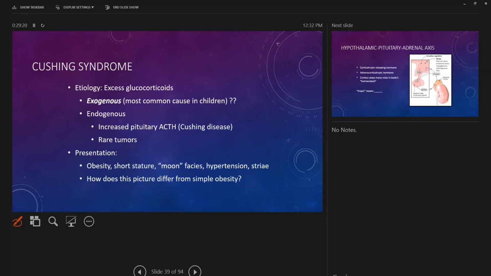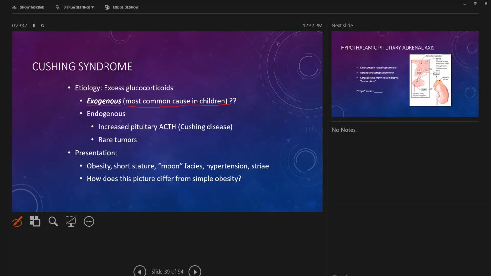Cushing's syndrome. So Cushing's syndrome, the etiology is excess glucocorticoids. Okay, these can come from exogenous sources. This is the most common, right? So ingesting steroids. There's also endogenous sources, so increased pituitary ACTH, or Cushing's disease, also known as, and rarely you can have tumors.